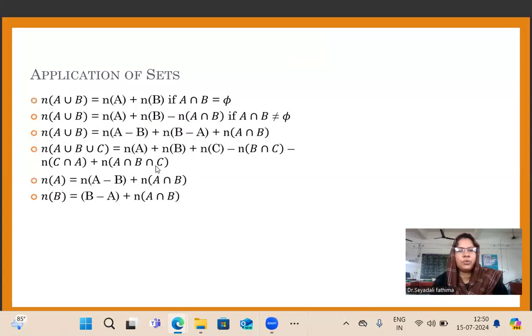n(A) equals n(A minus B) plus n(A intersection B), and n(B) equals n(B minus A) plus n(A intersection B).